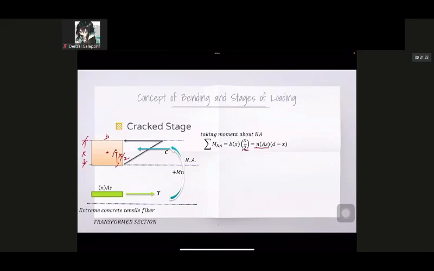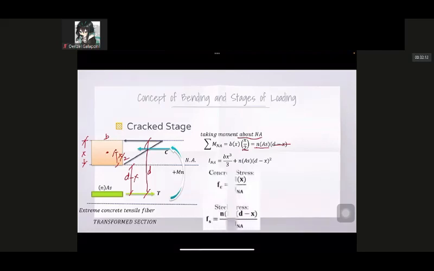Then this is yung buong ito is D. So the moment arm is from NA to the steel. So ano daw yan? That is D minus X. So this is the moment arm about the neutral axis. And for solving for I_NA, that is 1/3 B X cubed plus N A_S multiplied by D minus X squared. So mas simple lang siya.